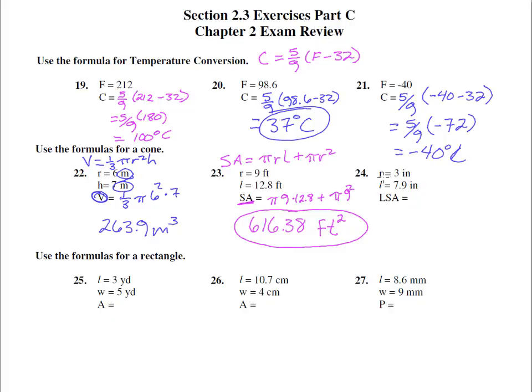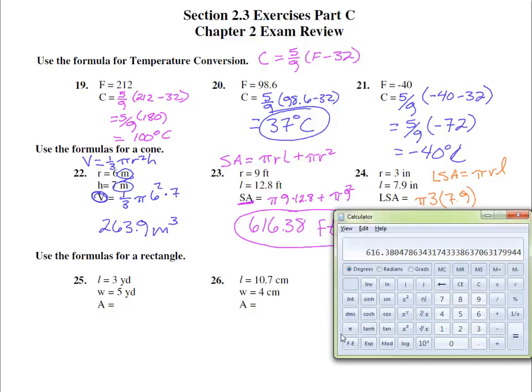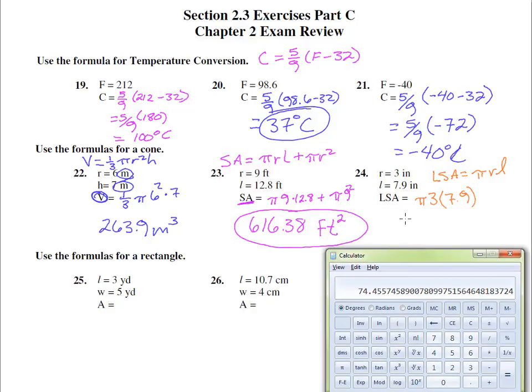Number 24. We're doing LSA for a cone. So this formula is going to be a little bit different yet. LSA for a cone is just pi r L. So let's stick that in. We get pi times r, which is 3, times L, which is 7.9. Punch that in our calculator. Pi times 3 times 7.9 equals 74.46.